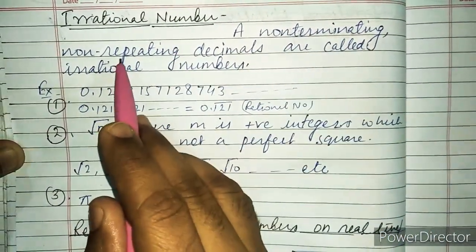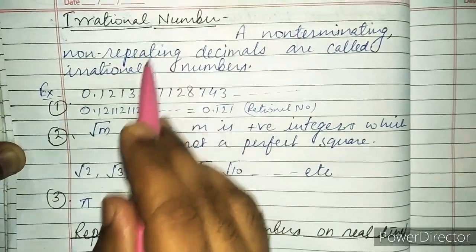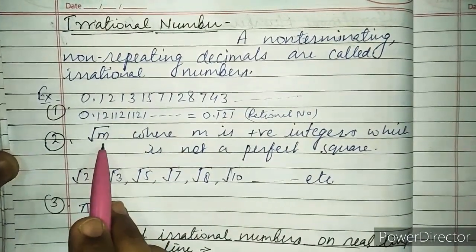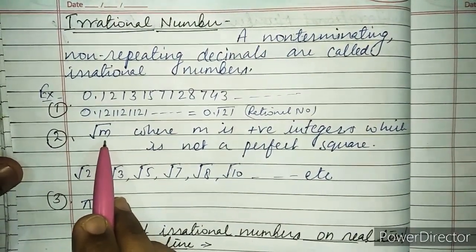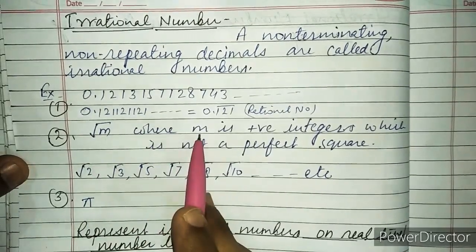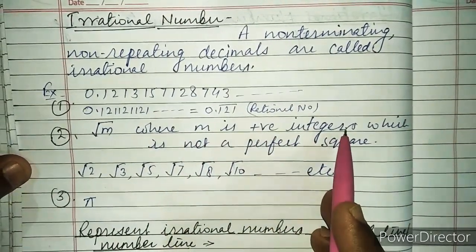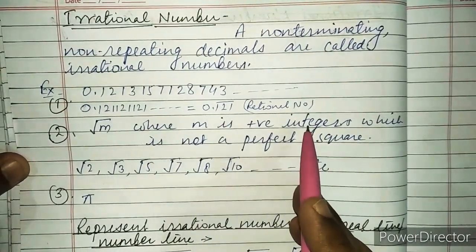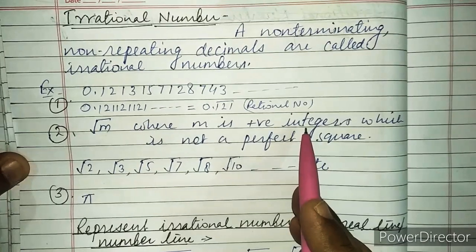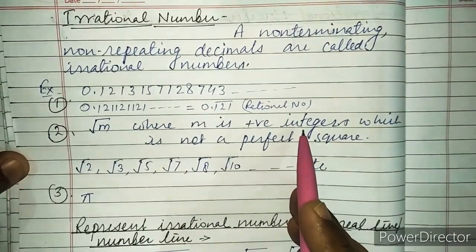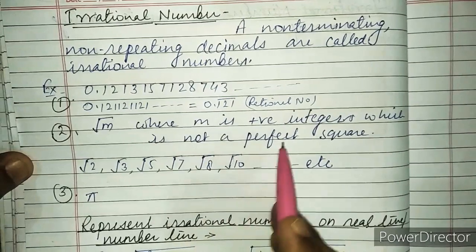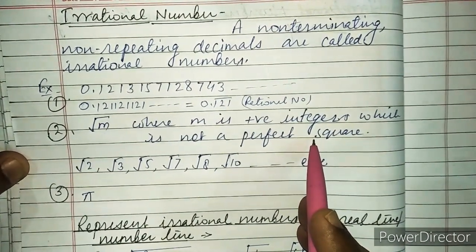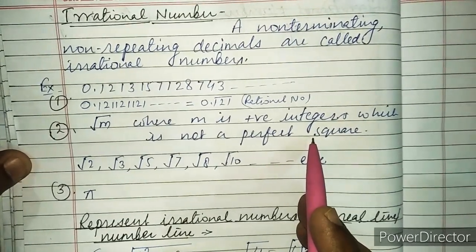Now there are various examples of irrational numbers. First is this irrational number. The second type of irrational number is under root m. What do you mean by under root m? m is a positive integer and it should not be a perfect square. Positive integer means 1 2 3 4 5 6 7 8 9 10, but not a perfect square. It means we will have to avoid 4, 9, 16. These are all perfect squares.